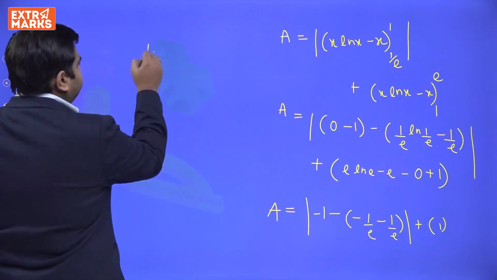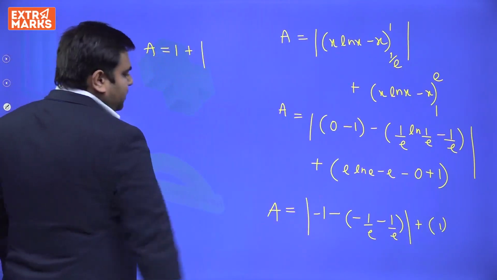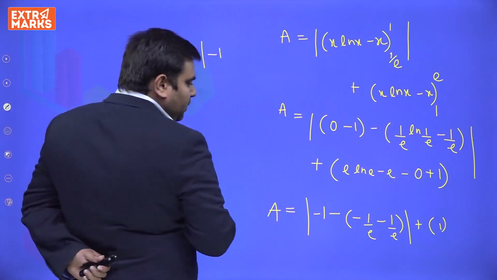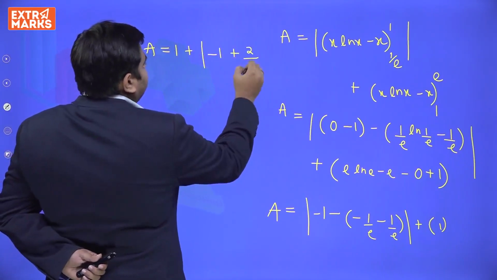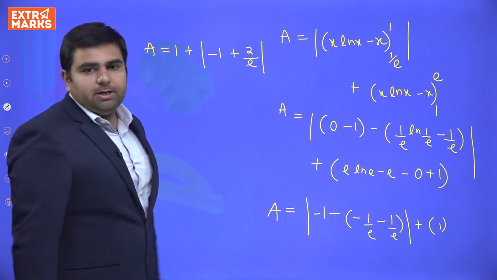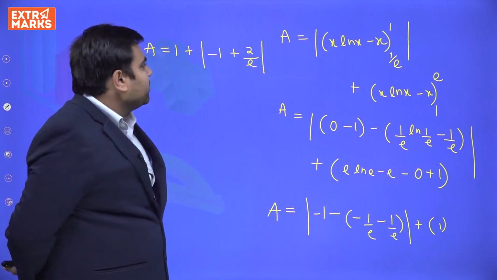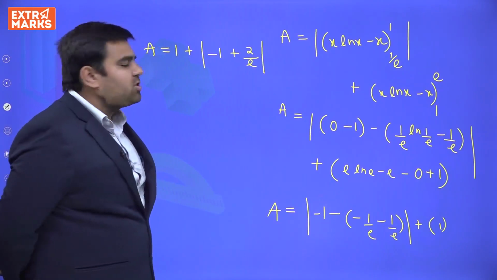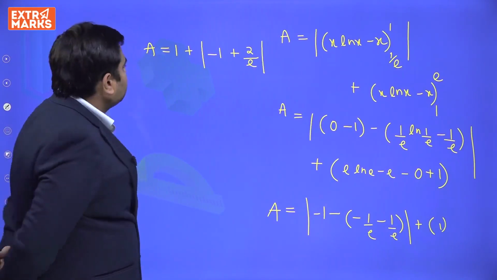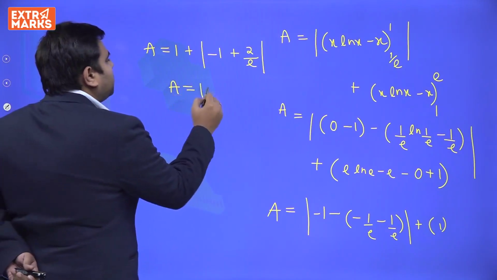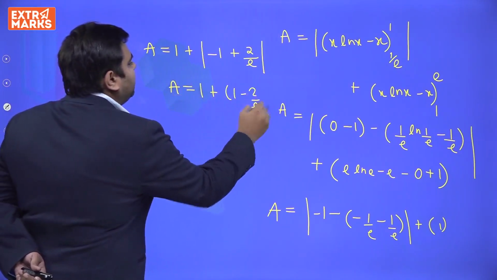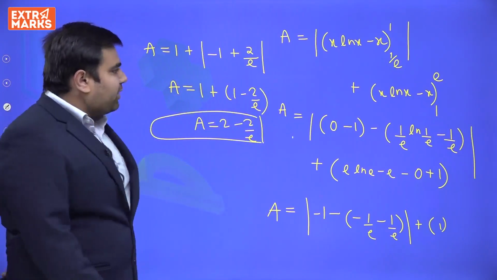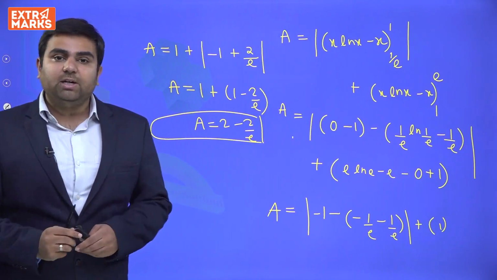So further, area is 1 plus modulus of minus 1 plus 2 by e, right? Minus 1 plus 2 by e. So 2 by e means 2 upon 2.7. So 2 upon 2.7 minus 1 has to be negative, right? So therefore this area would come out to be 1 plus 1 minus 2 by e, which comes out to be 2 minus 2 by e. So this is the final answer, right? 2 minus 2 by e is the final answer.